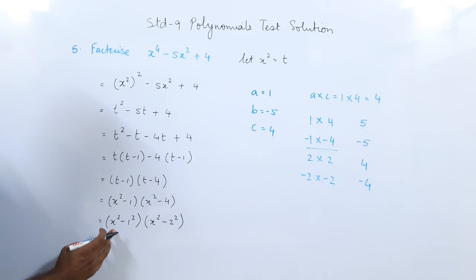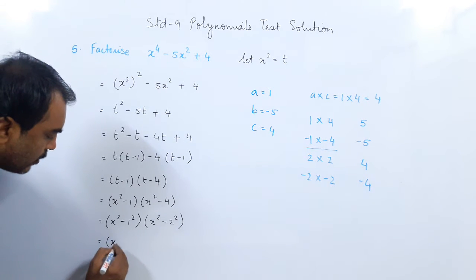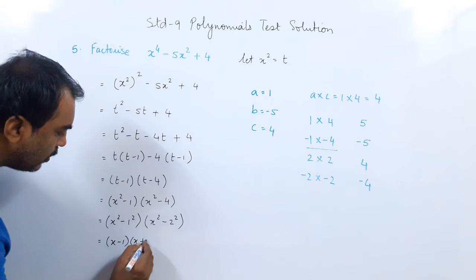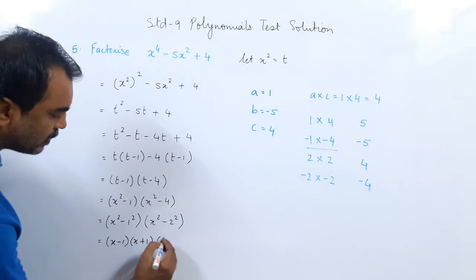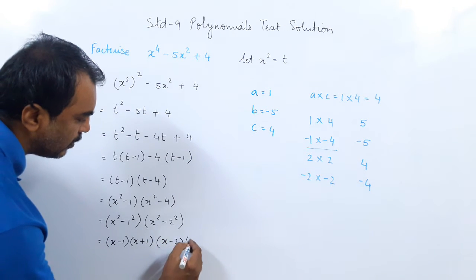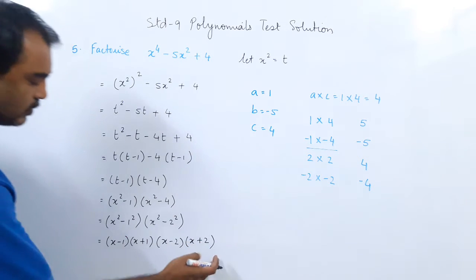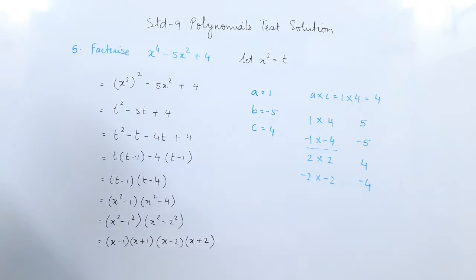Again the identity. a square minus b square is a minus b into a plus b. a square minus b square is a minus b into a plus b. So the four factors of this polynomial are solved in this manner.